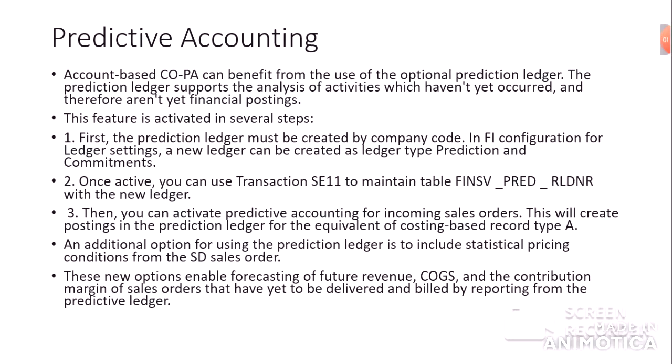Then you can activate predictive accounting for incoming sales order. This will create postings in the prediction ledger for the equivalent of costing based record type A. An additional option for using the prediction ledger is to include statistical pricing conditions from the SD sales order. These new options enable forecasting of the future revenue, COGS, and the contribution margin of sales order that have yet to be delivered and billed by reporting from the predictive ledger.